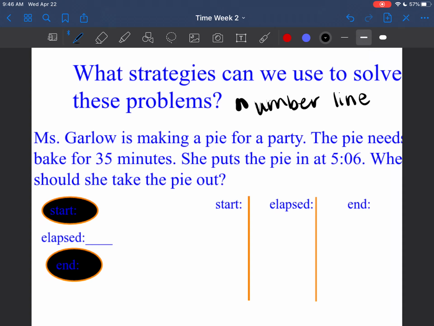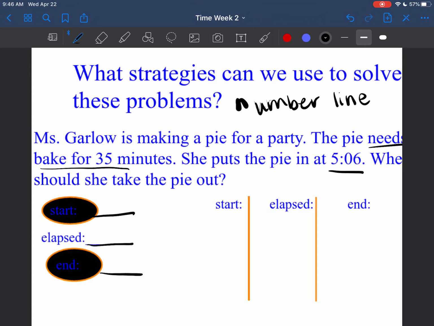Miss Garlow is making a pie for a party. The pie needs to bake for 35 minutes. So how long does the pie need to bake? 35 minutes. She puts the pie in at 5:06. When should she take the pie out? All right, so last week and yesterday we talked about setting up our start, elapsed, and end graphic organizers.